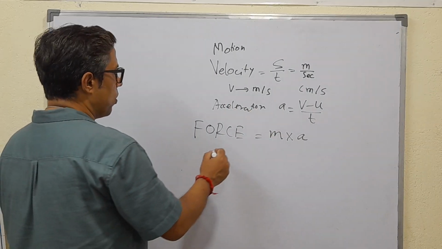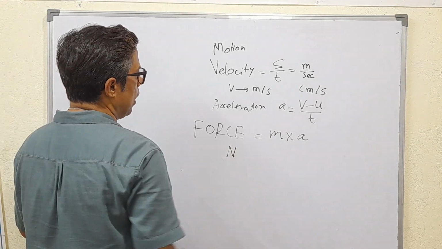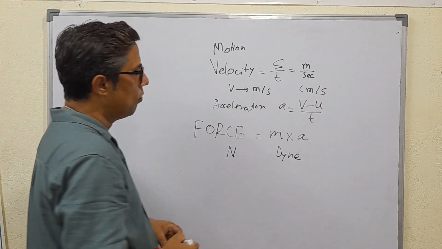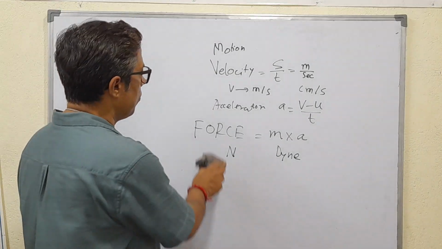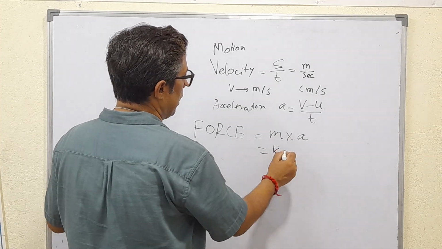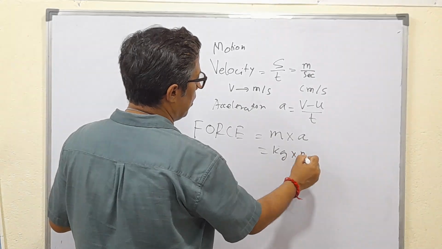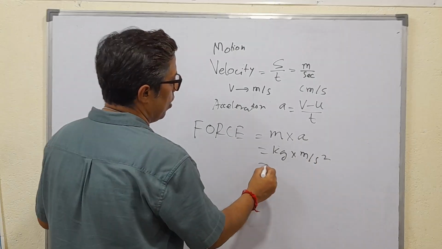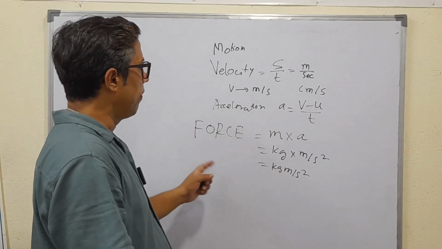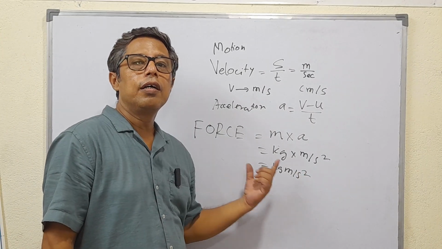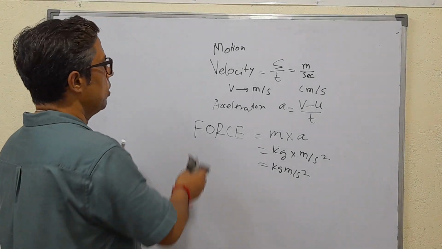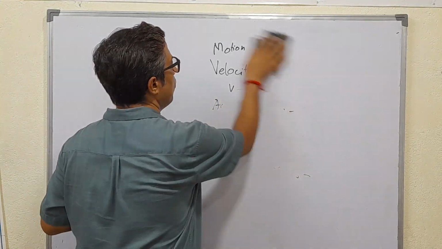Now, what is the unit of force? The unit of force is Newton in SI and Dyne in CGS. How does the Newton come? The unit of mass is kg, the unit of acceleration is meter per second square, so it becomes kg meter per second square. This is equivalent to the Newton. This way you have to get the concept with you, right? So this is about the force.